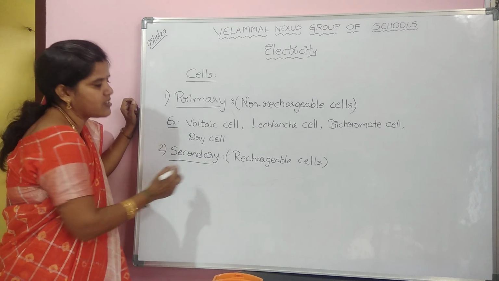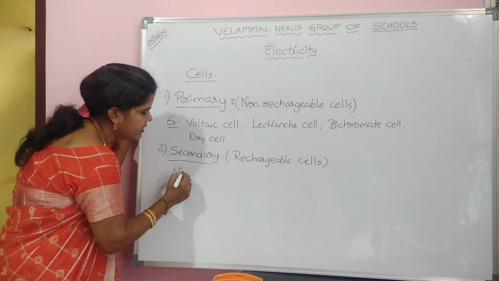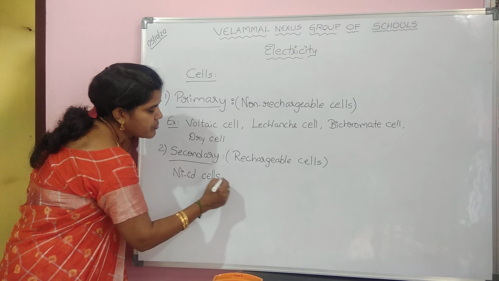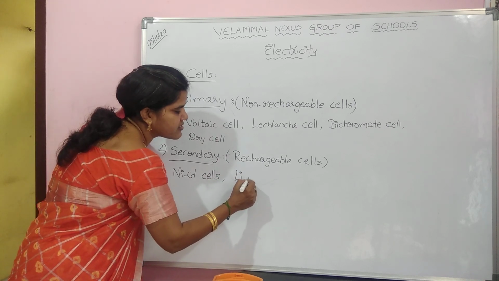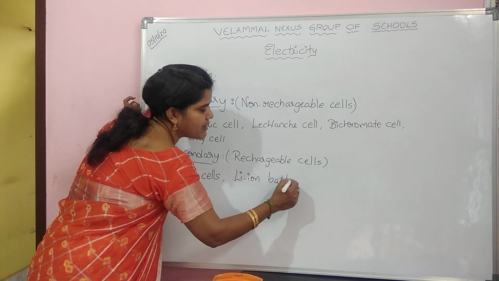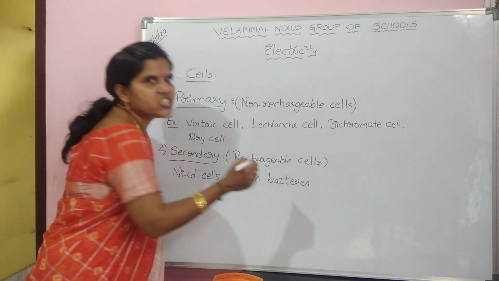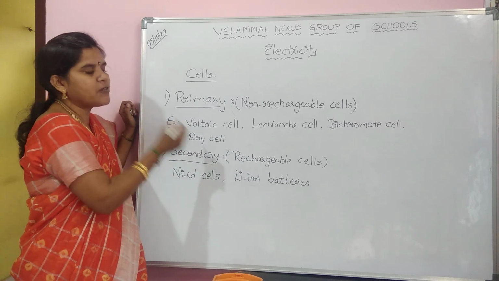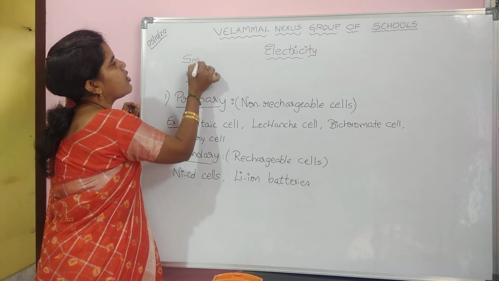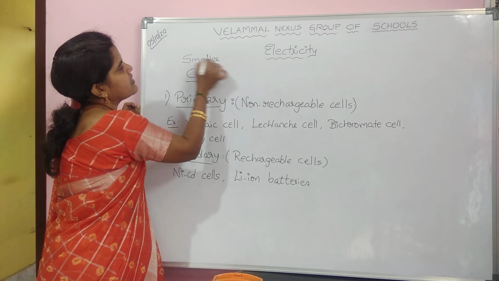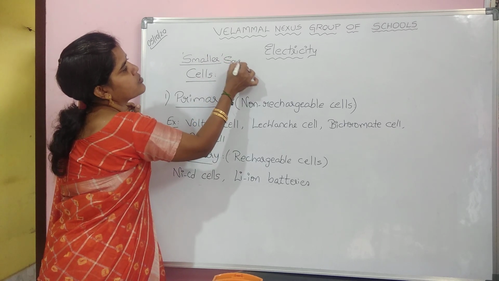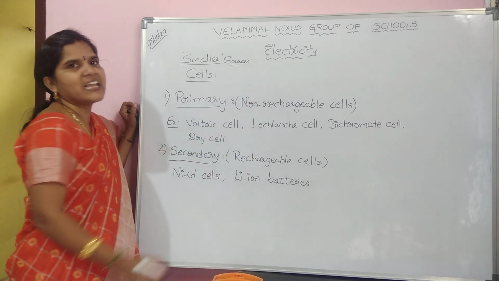They are the rechargeable cells, children. Examples here are nickel cadmium cells and lithium ion batteries. That means once the charge is completed, they are charged again and used again, children. They are secondary cells. These all come under the smaller amounts of electrical energy. They are the smaller sources of electrical energy. They can give only a smaller amount.